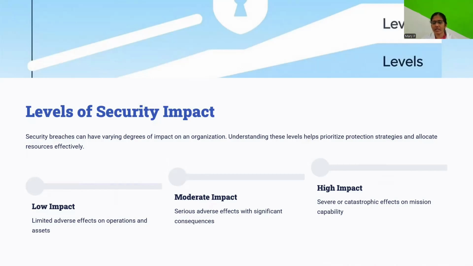The result is major damage to the assets, major financial loss, and major severe harm to the individuals. That means it involves the loss of life or serious life-threatening injuries. So these are the three levels of impact of the security.